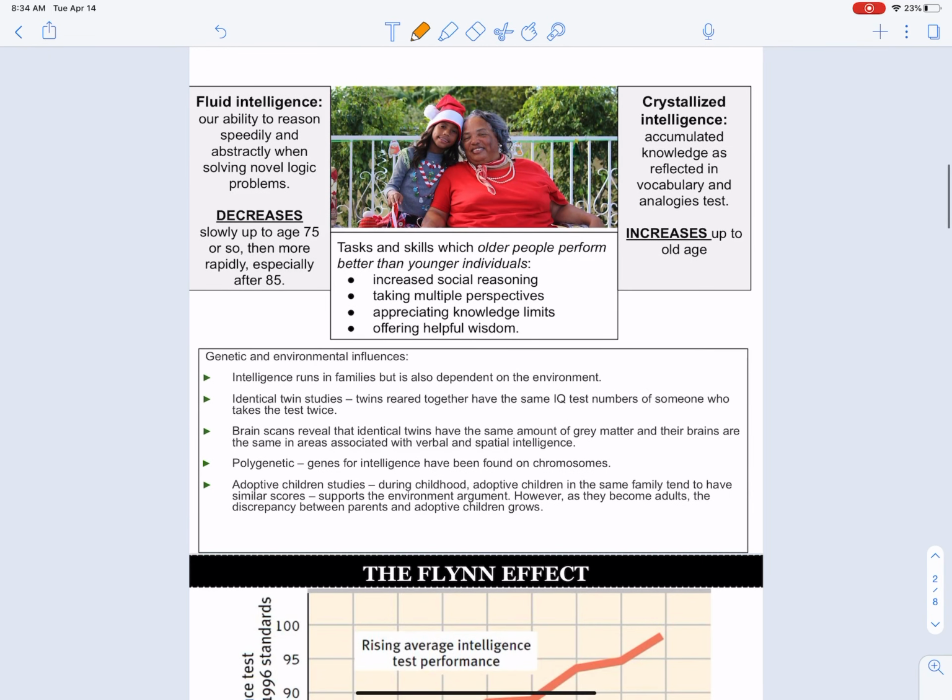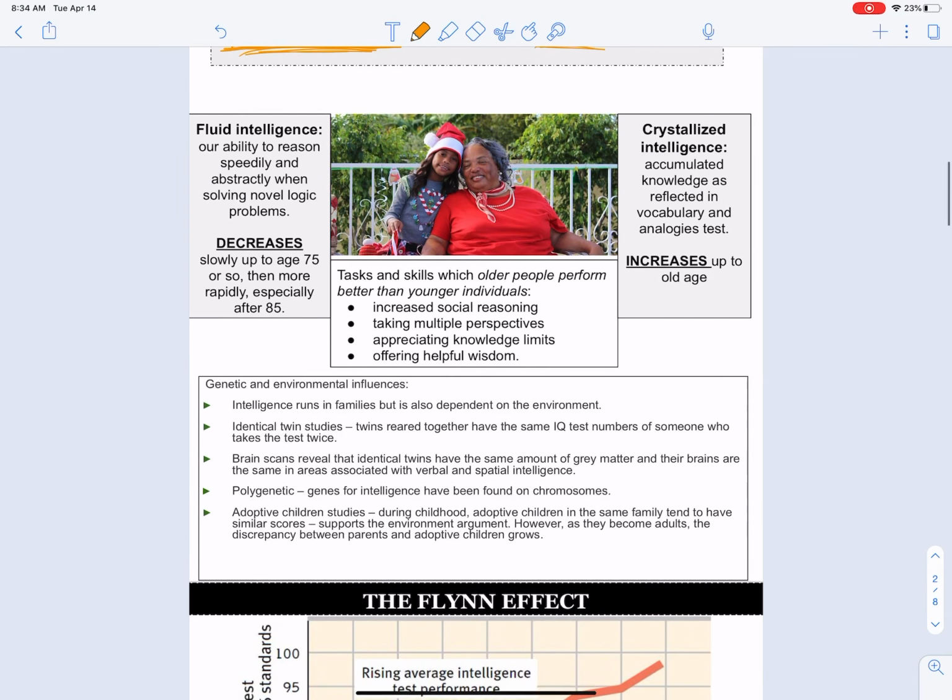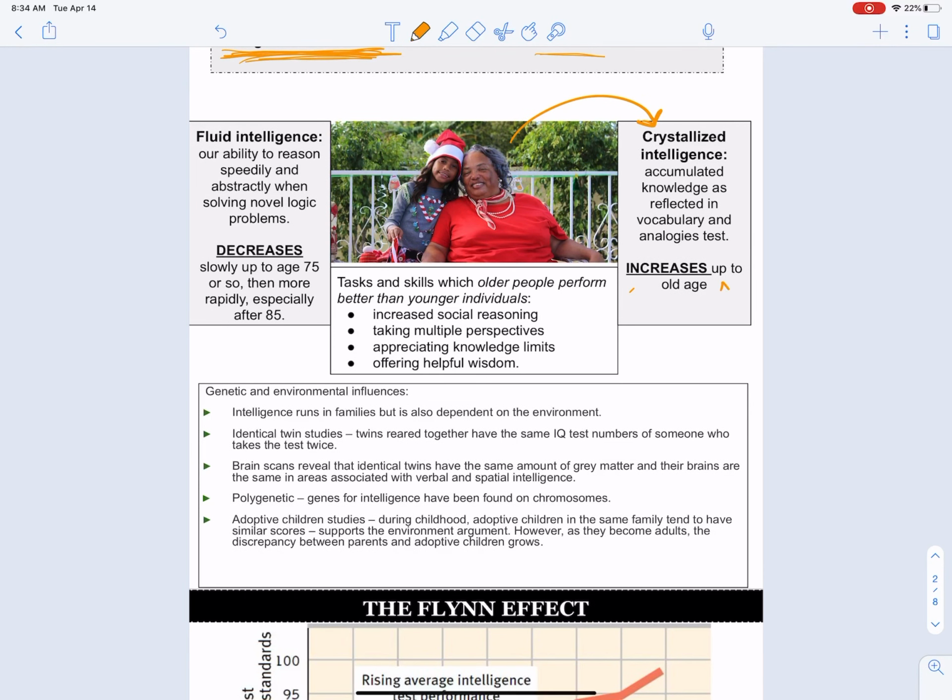And there are two different types of intelligences. Crystallized, the way that I remember this, is a crystal takes a long time to form, and it's pretty solid, and it's not really going to crack or go anywhere anytime soon. And that's what crystallized intelligence is similar to. Crystallized intelligence develops over the course of your life. It is things like vocabulary, multiplication tables, presidents, your social security number. It's knowledge that can be reflected in a vocabulary and analogies test, and just any kind of solid hard facts that you remember. That increases to an old age. You will continue to develop your crystallized intelligence through the course of your life.